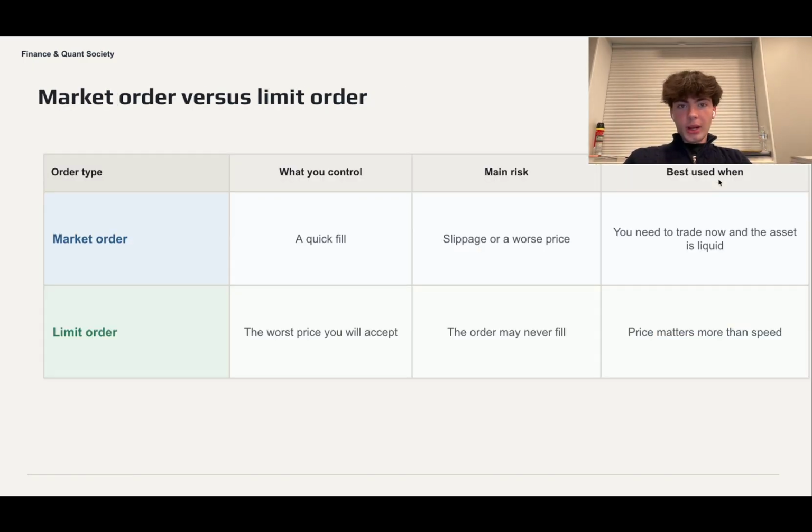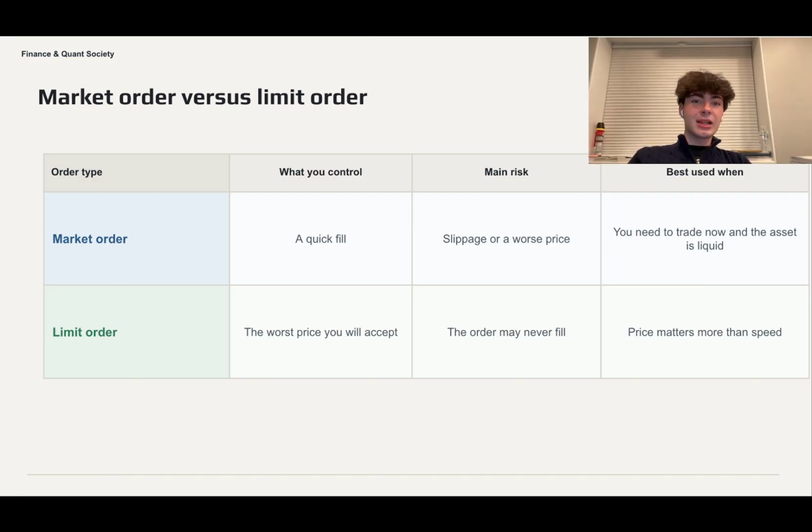Now, we can talk about the difference between market and limit orders in a table. With the market order, what you control is speed. You have a very high chance of getting the trade done quickly. The risk, however, is slippage. With the limit order, however, you control the price, just at the maximum you will pay if you are buying, or at the minimum you will accept if you are selling. The risk is that the trade never happens, it doesn't get filled.